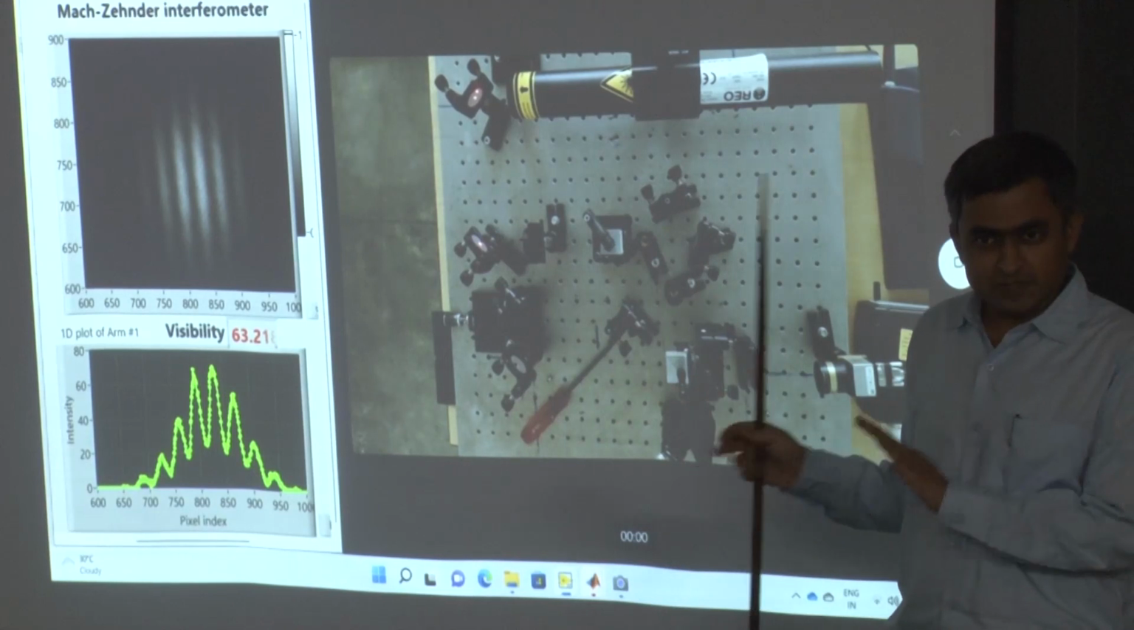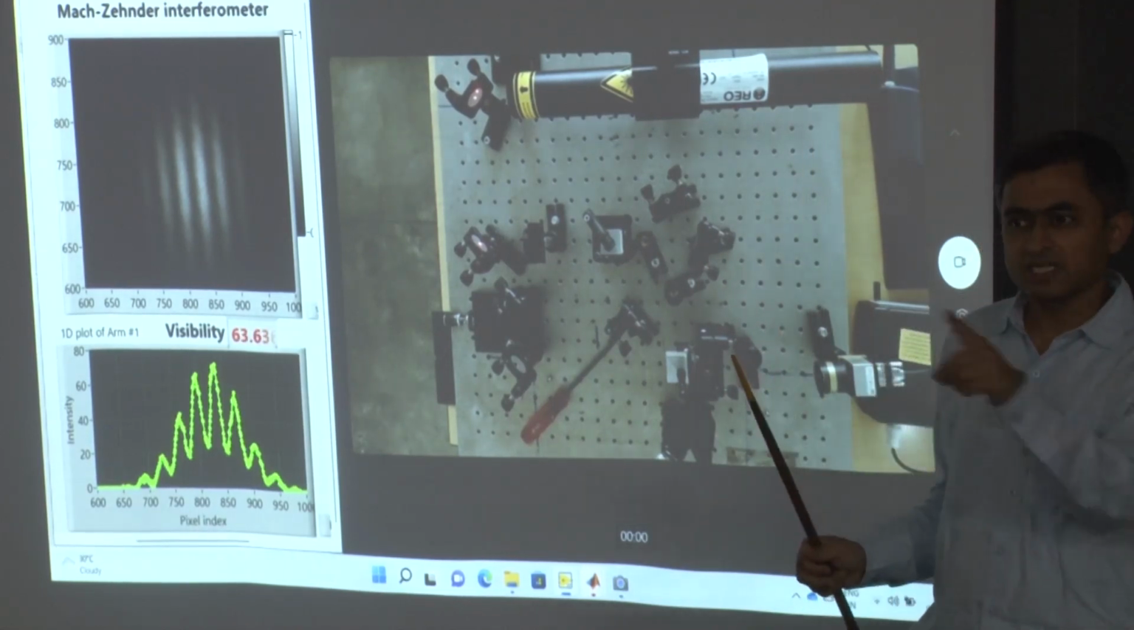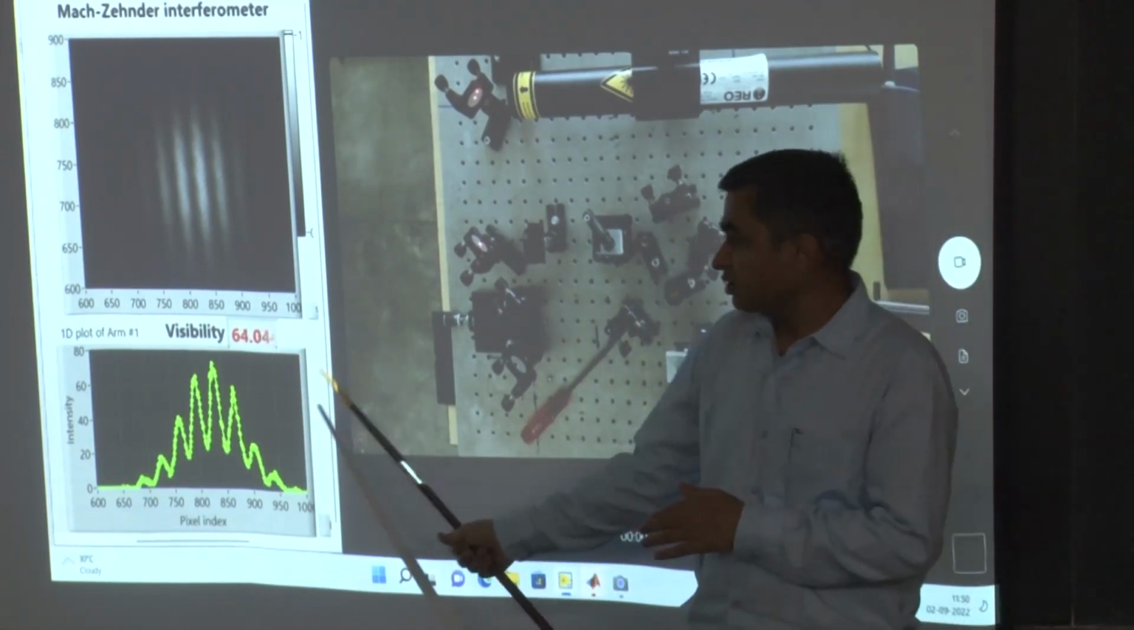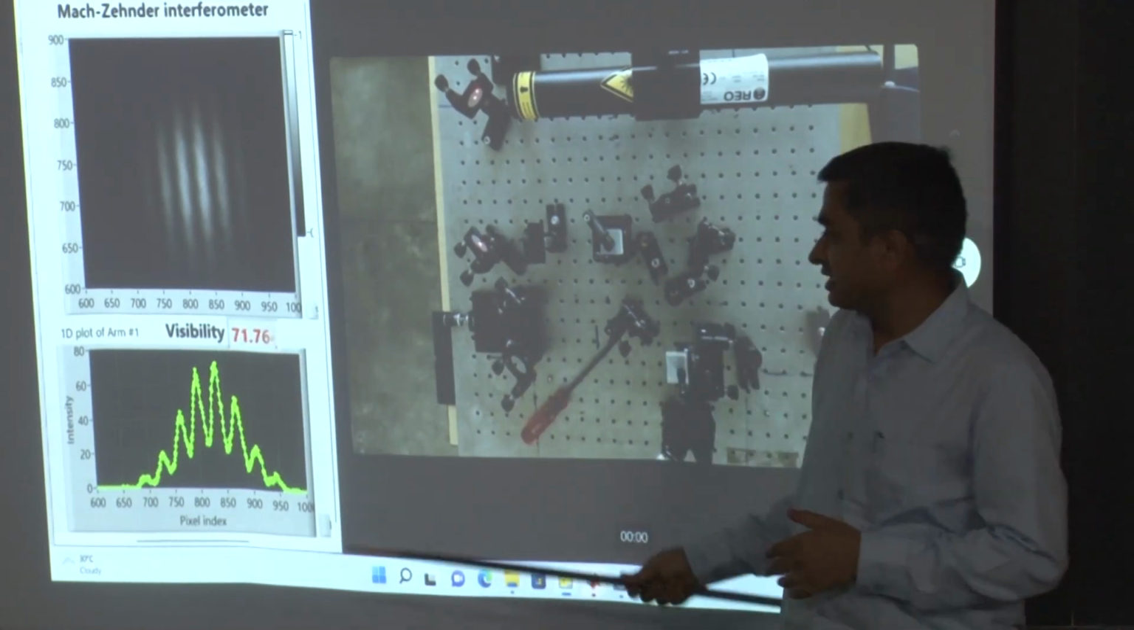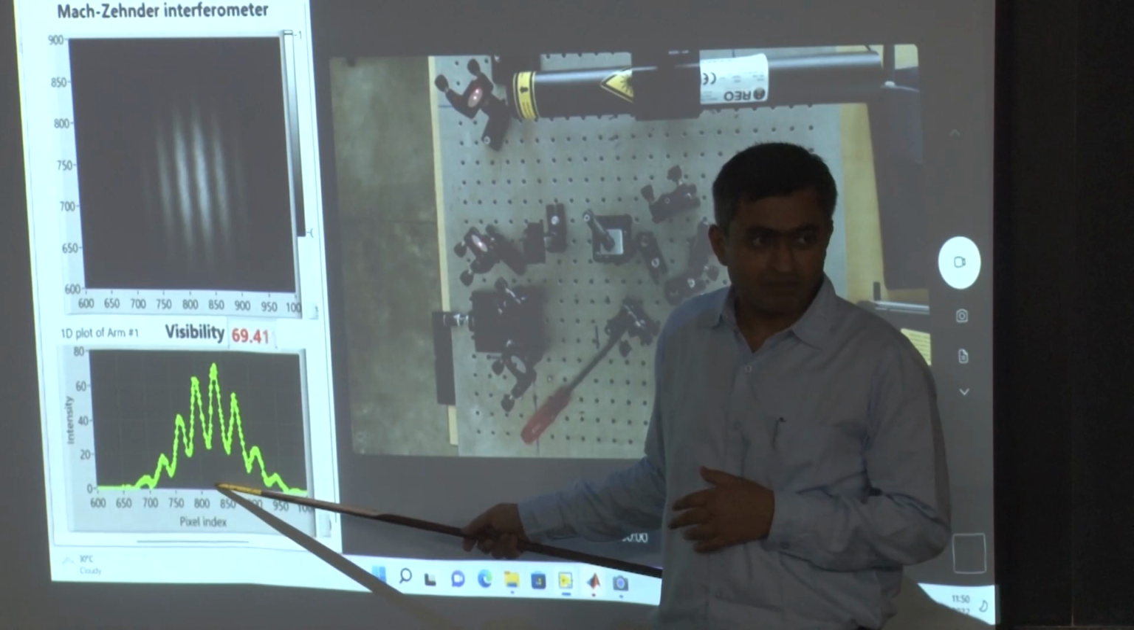We know that the spatial coherence is very high. Somebody is asking it. Here we know spatial coherence is very high. That's how I know it is due to temporal coherence. And then they say that this is lower temporal coherence.